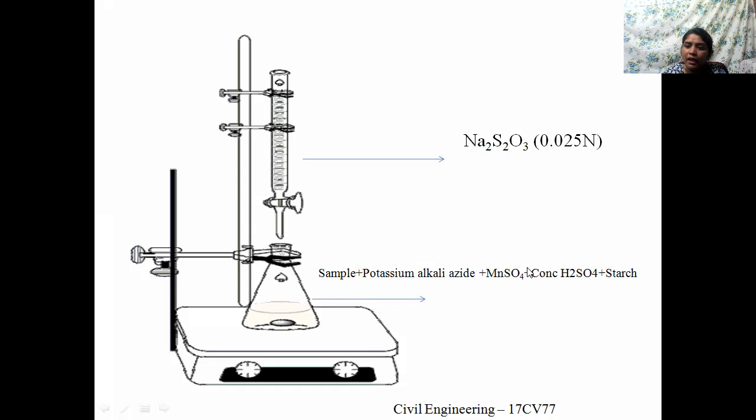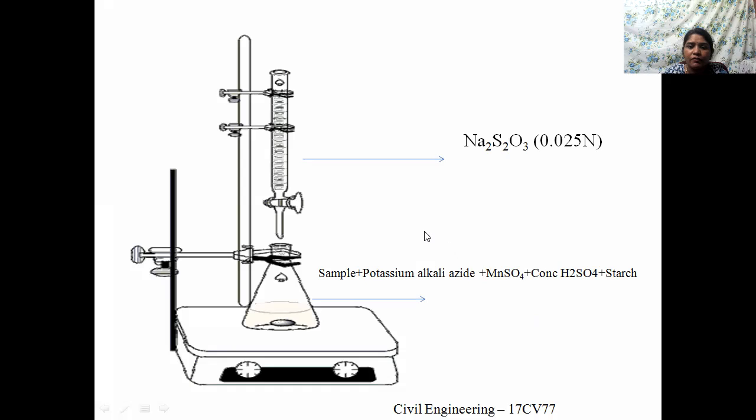But in case you get dark yellow, you need to write down the initial burette reading, add titrant, titrate it till it becomes pale yellow, then add starch indicator, it becomes blue. Then you further titrate till it becomes colorless. So the end point is blue to colorless.